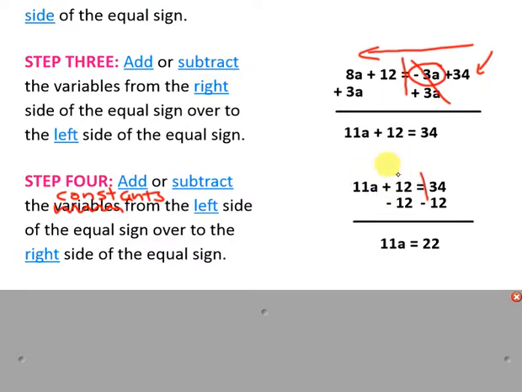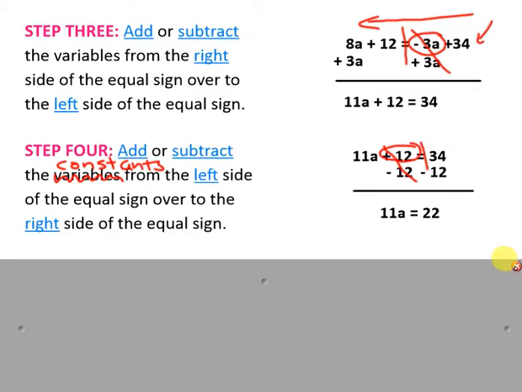So where's our constant on the left-hand side? Well, it's positive 12. What's the inverse, the opposite of positive 12? Negative 12. So we're going to do minus 12 on this side, and our golden rule tells us we have to do minus 12 on this side. This is going to cancel. Bring down 11a, bring down the equal sign. What is positive 34 minus 12? 22.